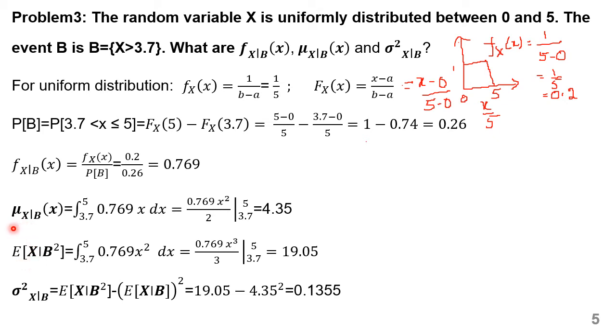By knowing the value of the expectation of x square and the mean, we can find the variance. Variance of x given B is given by E of x square given B minus E of x given B the whole square, that is 19.05 minus 4.35 whole square. You get the answer as 0.1355.